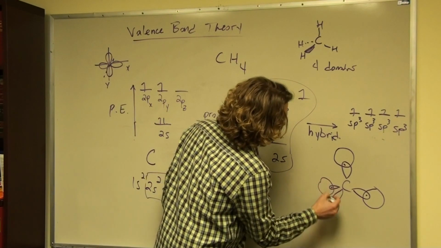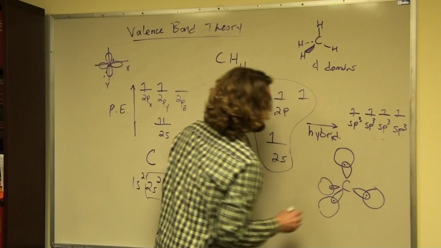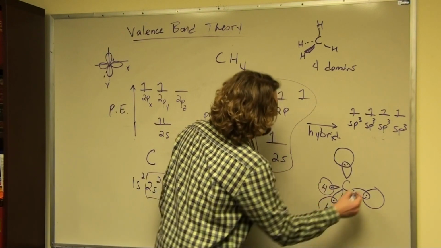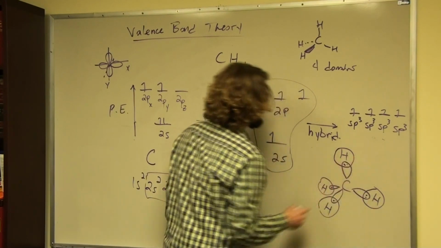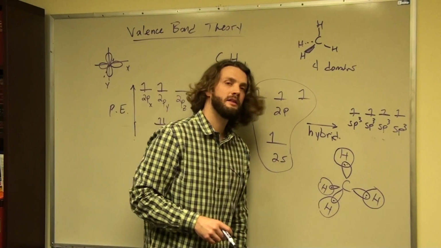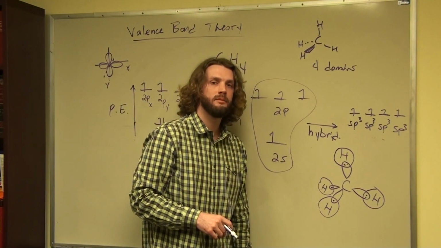That also have an electron that can be shared with the carbon atom to make 4 covalent bonds, right, through that overlap in valence bond theory.